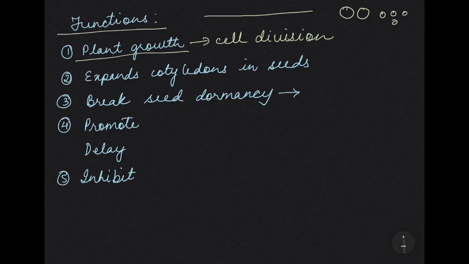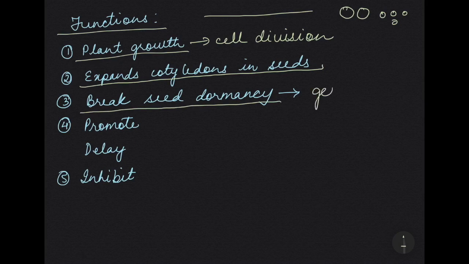They promote cell division even in non-meristematic tissue. Remember, non-meristematic tissue do not divide, but cytokinin, this hormone, can promote cell division even in non-dividing tissues. Okay, next, in seeds, cytokinins cause expansion of cotyledons. Next, again, it breaks seed dormancy. It also helps in breaking seed dormancy, hence helping in germination, that is growth of a seed into a seedling.